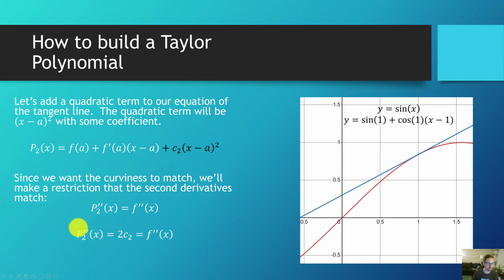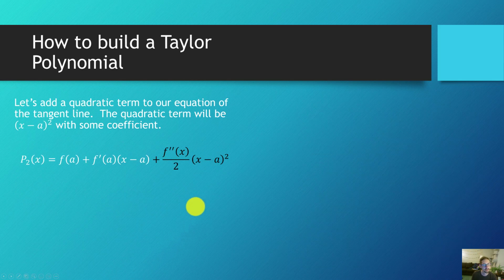So we get that the second derivative, after we actually do the work of computing it for the polynomial, is 2c2, and we want that to be equal to the second derivative of f. This sets us up perfectly, because now we have an expression for c2 in terms of the second derivative. If we solve this middle and right side of the equation, dividing by 2 on both sides, we get that c2 is the second derivative of f over 2. That works out very nicely for us.